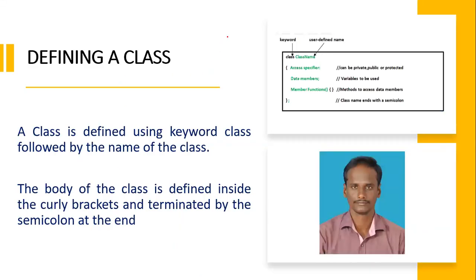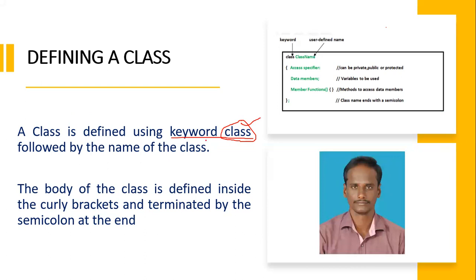Let us see how we define a class. A class is defined using the keyword class. You should remember this, it is very important. This is a keyword, and class must be in all small letters. Keyword means we should not change anything. We should use the same word everywhere. We don't have any right to change the word.